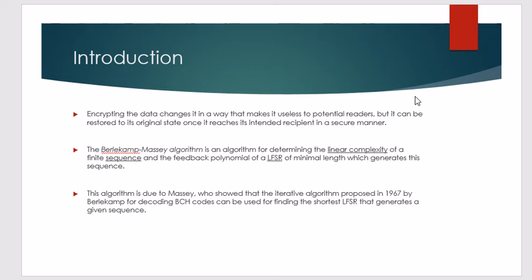The Berlekamp-Massey algorithm is an algorithm for determining the linear complexity of a finite sequence and the feedback polynomial of a linear feedback shift register (LFSR) of minimal length, which generates the sequence. This algorithm is due to Massey, who saw that the iterative algorithm proposed in 1967 by Berlekamp for decoding BCH codes can be used for finding the shortest LFSR that generates a given sequence.